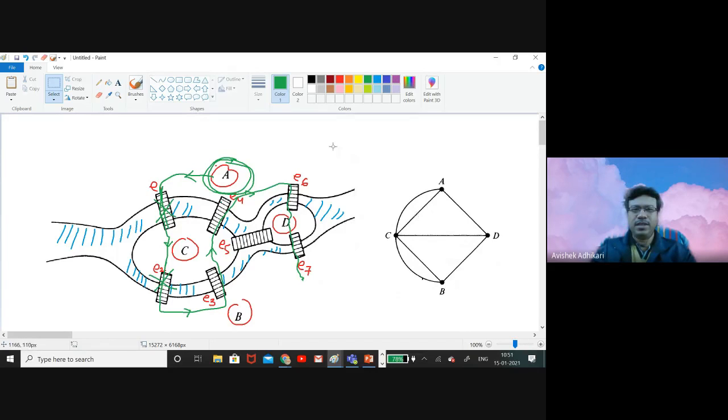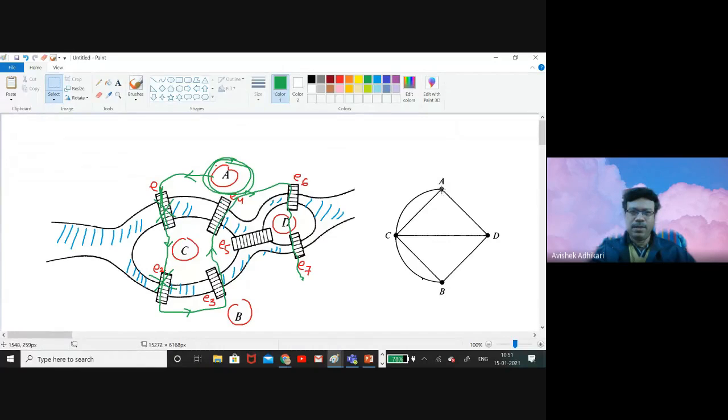Now you can see that it looks like a mathematical image, and you will be surprised to know that this image, the whole messy river bank and the island image, is mathematically the same as this very simple looking image. How does it look? Just try to think about the whole island A. I can consider this as a simple point.